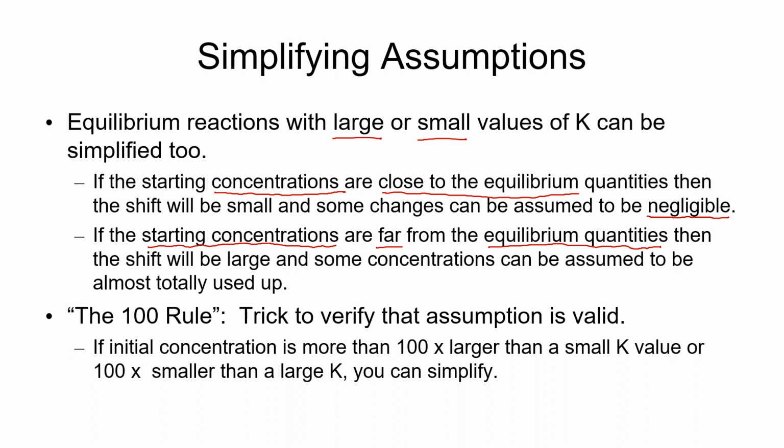Well, there's this little trick called the 100 rule or 1,000 rule. I've seen it a couple different ways. Basically what you do is you take the larger value, whether it's the concentration or the constant, and you divide the big one by the smaller one. And if you get a value of 100 or more, or 1,000 or more, then you can probably use all your simplifying assumptions, as I'll demonstrate. All right, so let's go.